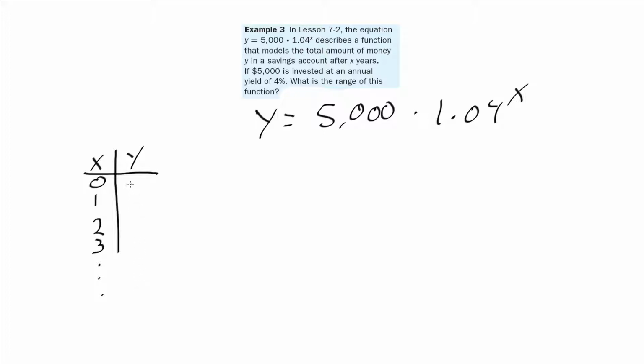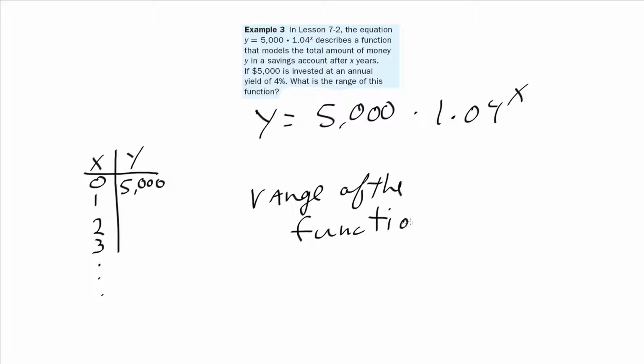When x is 0, 1.04 to the 0 is 1. 1 times 5,000 is 5,000. So at the beginning of time, it's simply $5,000. I could calculate the rest of them, but I now know the minimum, and so I know now that the range of the function is that y is greater than or equal to 5,000.